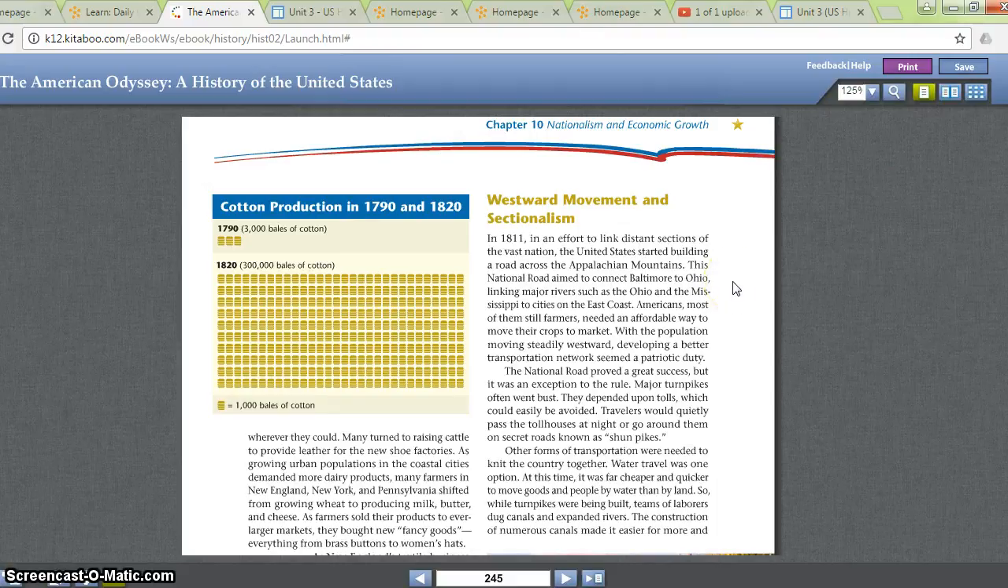Westward movement and sectionalism. In 1811, in an effort to link distinct sections of the vast nation, the United States started building a road across the Appalachian Mountains.